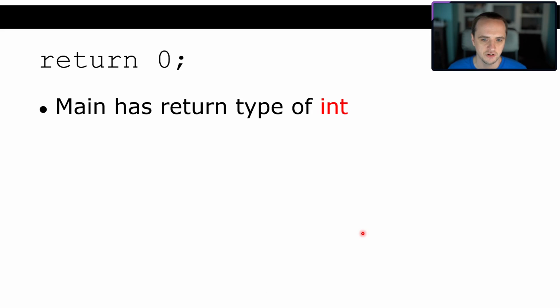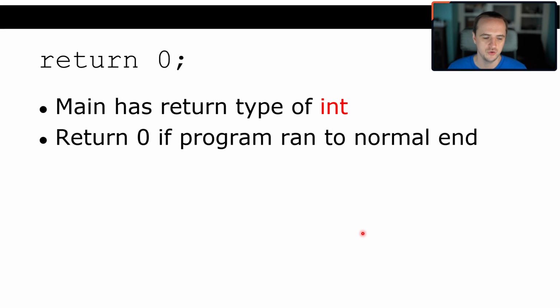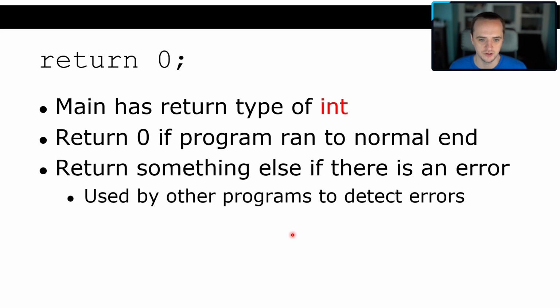The next line is return 0. So main has a return type of int, and you return a 0 if the program ran normally to a normal end without any crashes. And this return value is used by other programs to detect errors in your program's running, right? So if another program has to run your program for some reason, it wants to know if there was an error. So if there was an error in your program, you would return something other than a 0, okay?